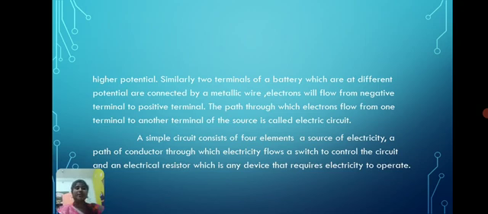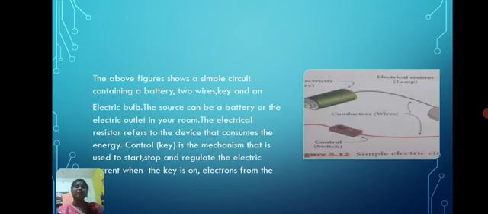A simple circuit consists of four elements: a source of electricity, a path of conductor through which electricity flows, a switch to control the circuit, and an electrical resistor, which is any device that requires electricity to operate. The figure shows a simple circuit containing a battery, two wires, a key and an electric bulb. The source can be a battery or the electric outlet in our room. The electrical resistance refers to a device that consumes the energy.